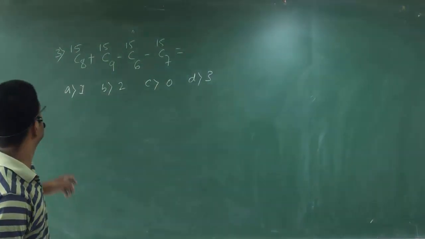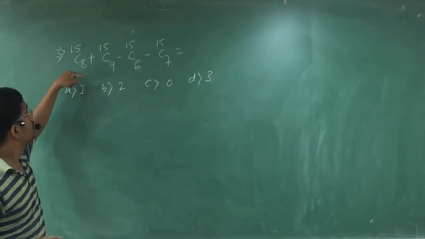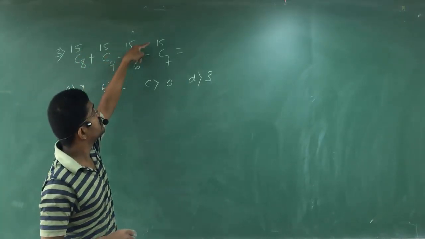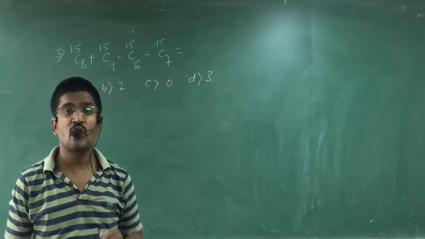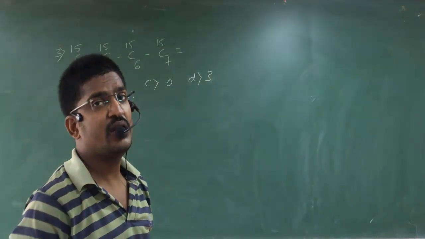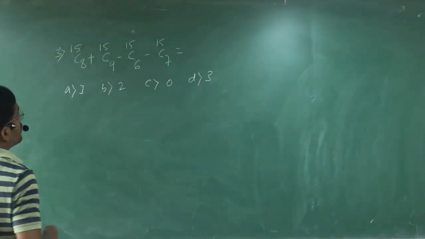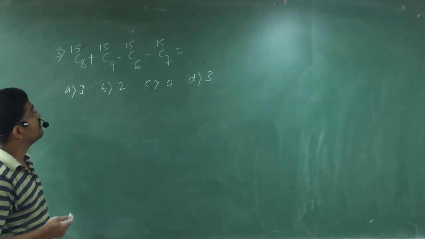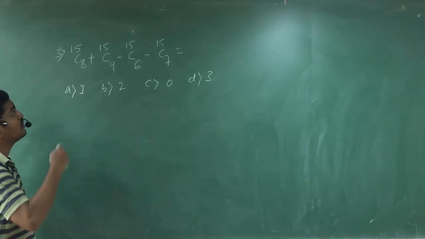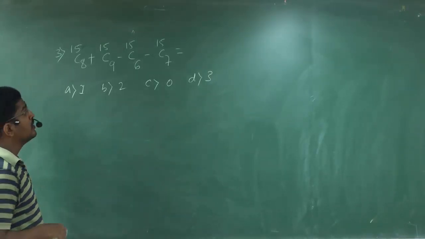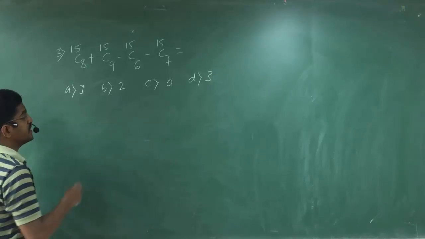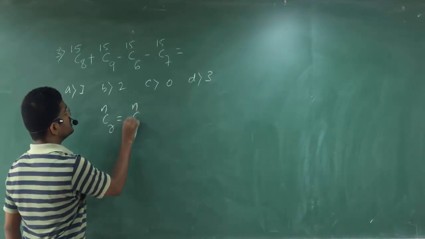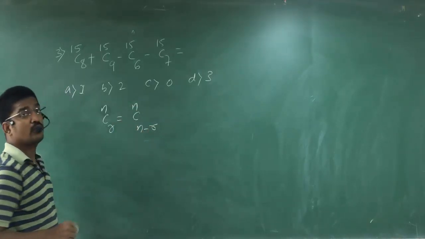Clear? Okay. So see here, 15C8 plus 15C9 minus 15C6 minus 15C7 is equal to what they are asking. If you go on solving 15C8, 15C9, 15C6, 15C7 it will be a very lengthy problem, because you have to calculate everything and subtract. But let us look at the formula which we have studied already, that is nCr equal to nC(n minus r).